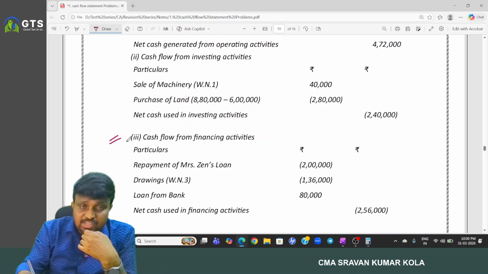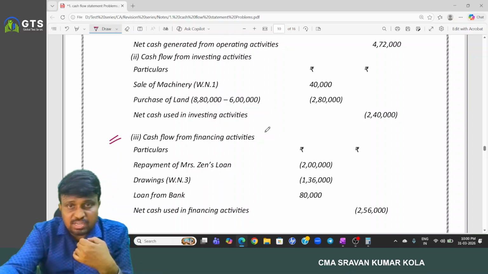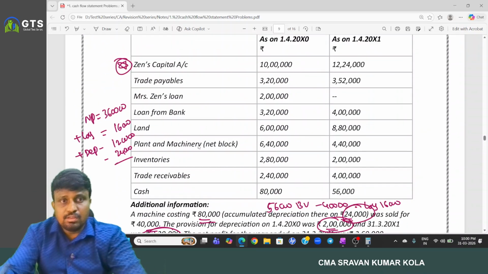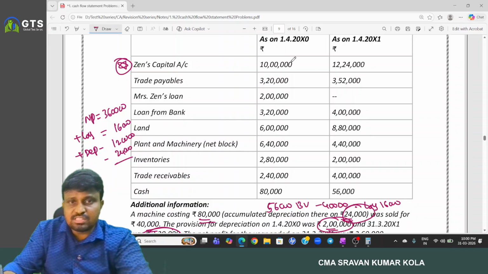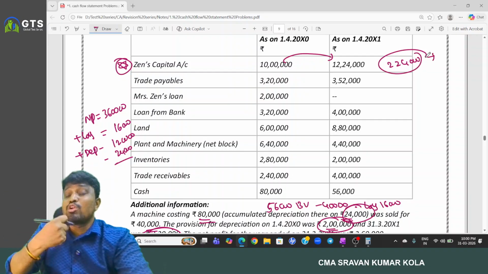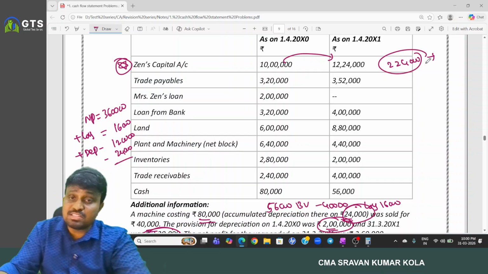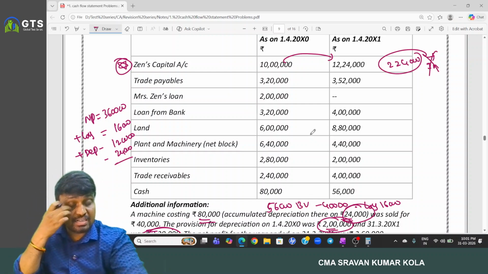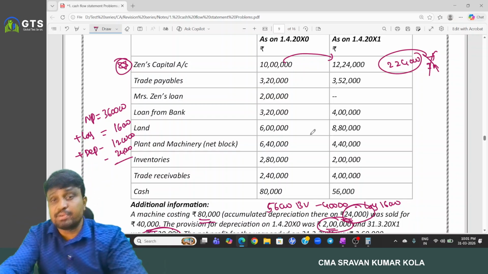This is not important, but the most important point is relating to the financing activity. Cash flows from financing activity. But here, if you observe, Jet's capital, when compared with the last year, has an increase of 2,24,000. But don't consider it as capital brought by the owner. If you consider it as capital brought by the owner, it is an inflow. But this is wrong, because in case of a sole trader, current year profit is added to the capital part.